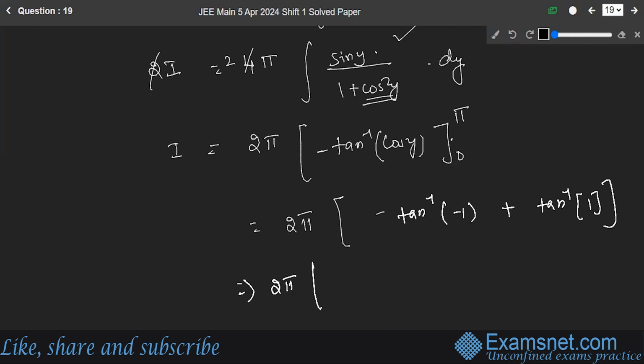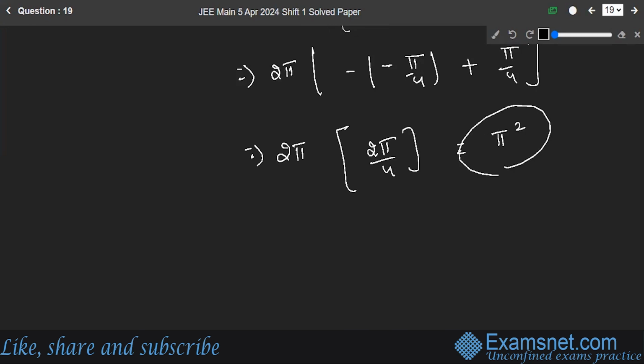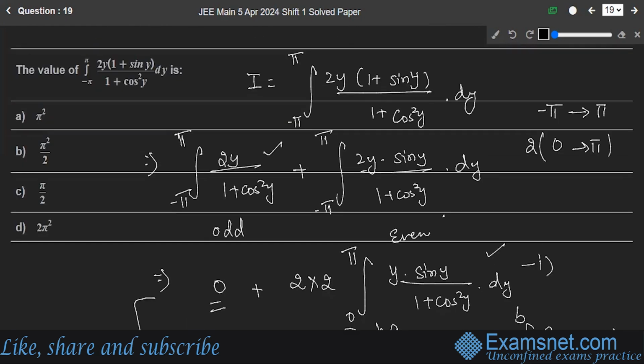Yes, okay. So this will be minus of minus pi by 4 plus pi by 4. This is 2 pi and here will be 2 pi by 4, or this will be pi square. This is the answer to the question, pi square, option A. Hope you're clear with this.